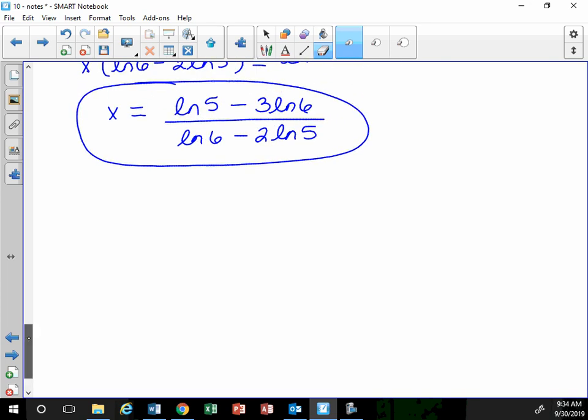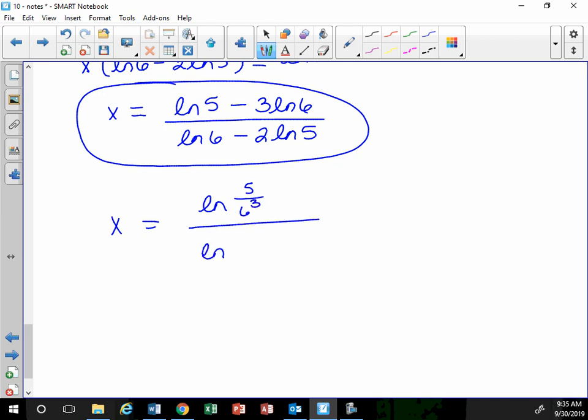Now, there are other ways you could write that. I am completely fine with you stopping there. If you want it to be more simplified, you just have to use your properties and do some condensing. So I would also take the natural log of 5 divided by 6 cubed over the natural log of 6 over 5 squared. You guys see what I did? Yeah, just condense, that's fine.